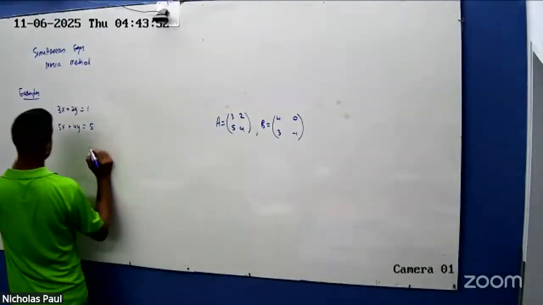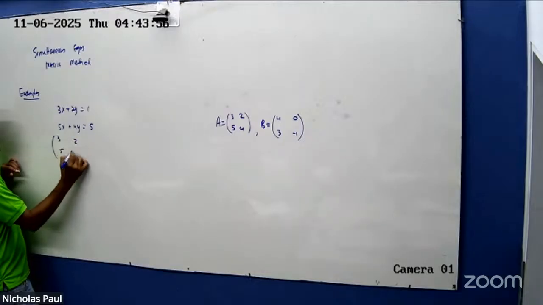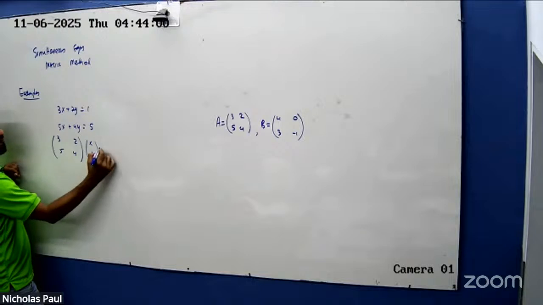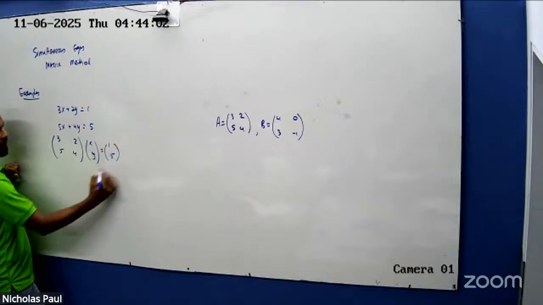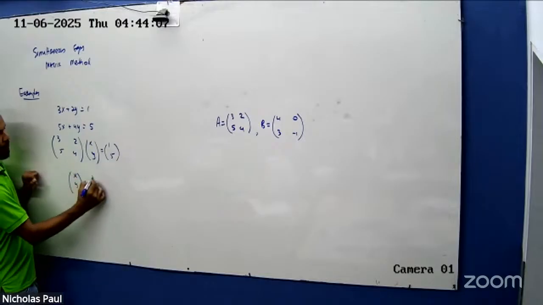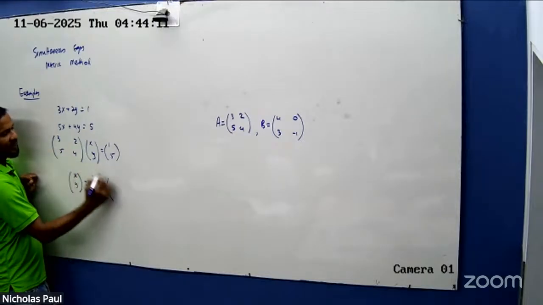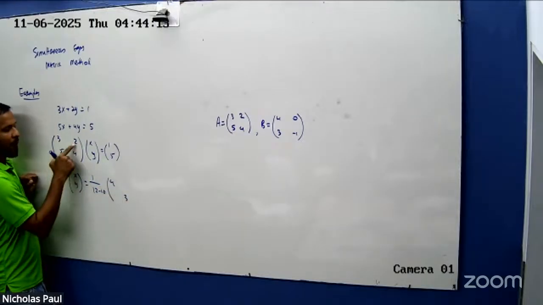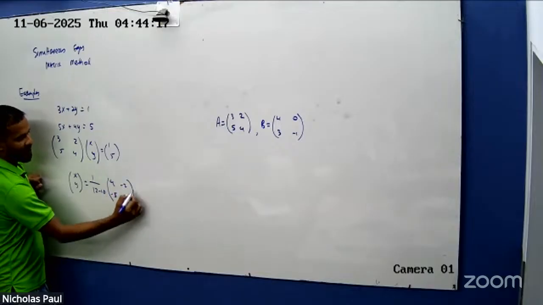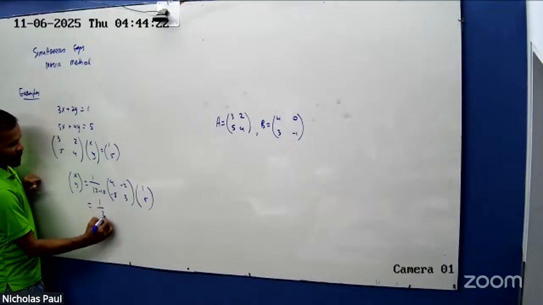Right, so watch this here. This is 3, 2, 5, 4 by xy, equals 1, 5. So xy is equal to the inverse. That's 1 over 12 minus 10. The inverse is switch the 4 and the 3, put a minus by the 2 and the 5, and then multiplied by 1, 5. So I have 1 over 2.